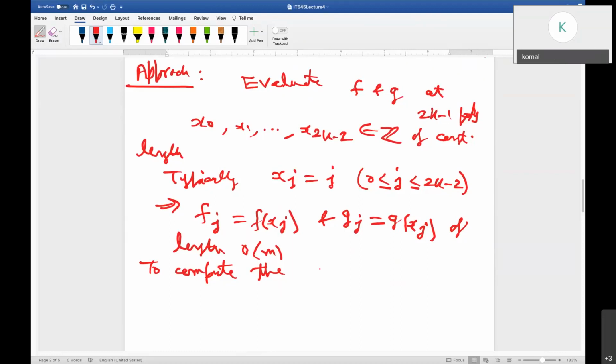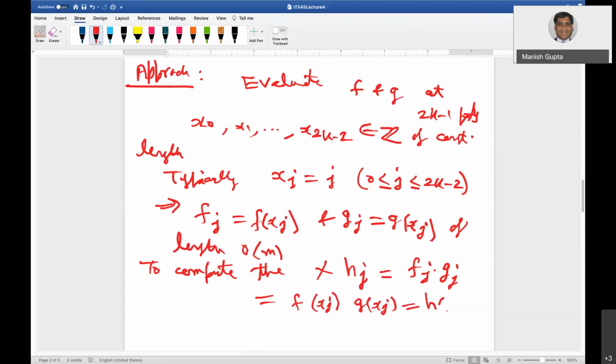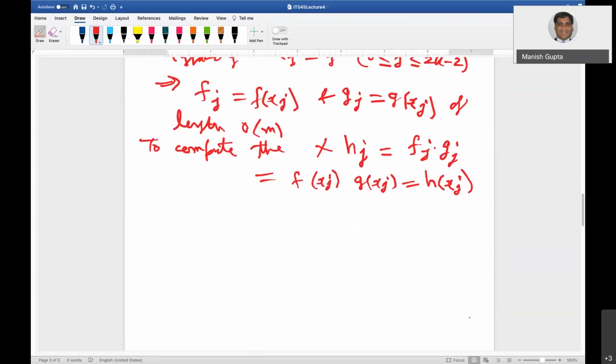Okay, so now to compute the product, Hj is basically your Fj dot Gj, which is F of Xj times G of Xj equal to H of Xj. So we call the product algorithm recursively. We interpolate H(x) from its values Hj at points xj.